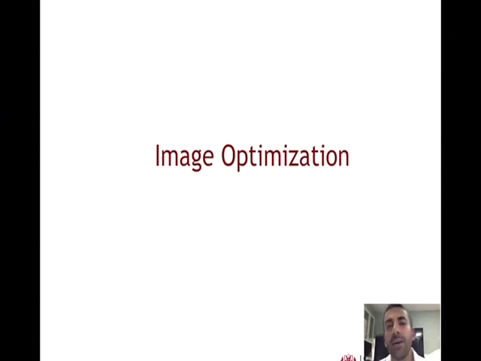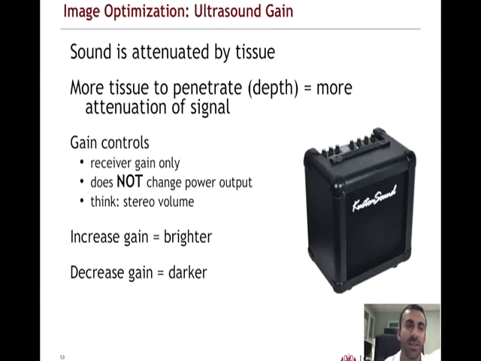So now let's talk about knobology as it relates to image optimization. The concept of gain is just as if you were using an amplifier when it comes to sound. So ultrasound gain is essentially just an increase in the received ultrasound signals. So it's important to realize that it's just like adding an amplifier when you're talking about stereo volume.